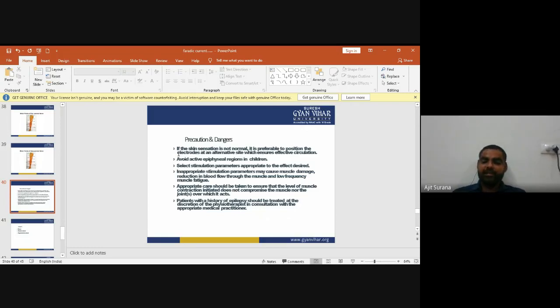If the skin sensation is not normal, it is preferable to position the electrode at an alternative site which ensures effective circulation. Second, avoid the active epiphyseal region in children. Select stimulation parameters appropriate to the desired effects. Inappropriate stimulation parameters may cause muscle damage, a reduction in blood flow through the muscle, and low frequency muscle fatigue. Appropriate care should be taken to ensure that the level of muscle contraction initiated does not compromise the muscles nor the joints over which it acts.